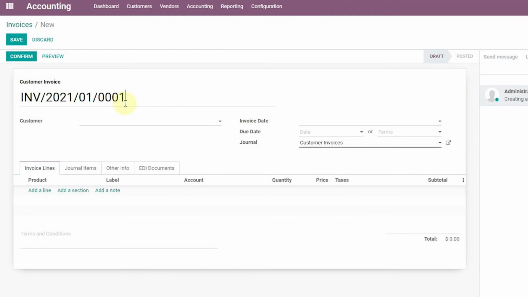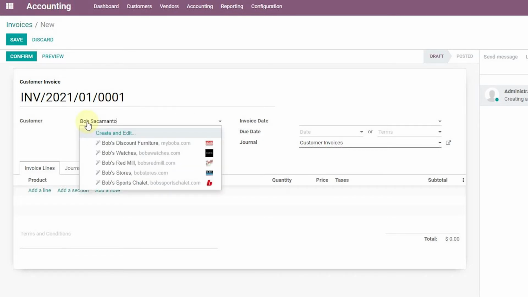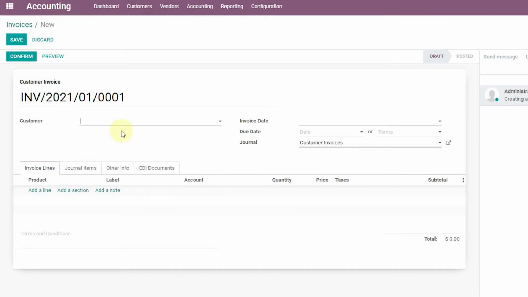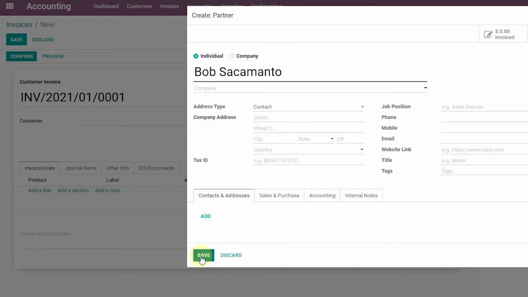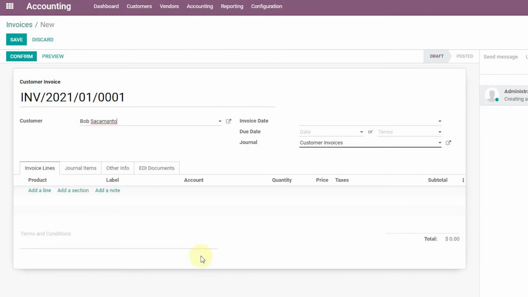It's going to give us a number automatically, and you'll notice that it's given us the year, the month, and a sequence number. I'm just going to come in here and say Bob Sacramento and create and edit this customer. Now, we don't have to do a lot in Odoo. We can just decide whether it's an individual or a company, and for now, just hit save. So that creates us a new customer.